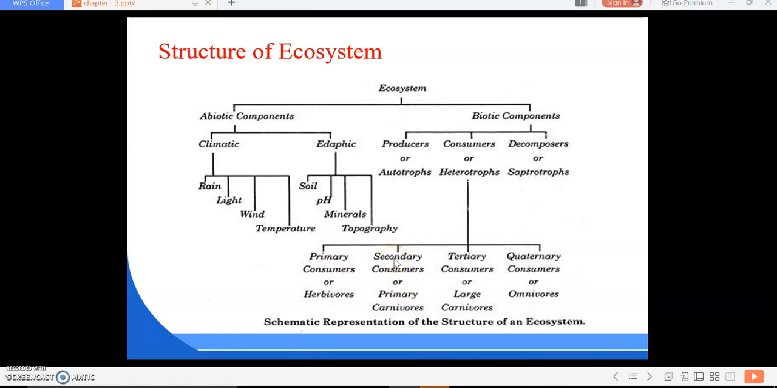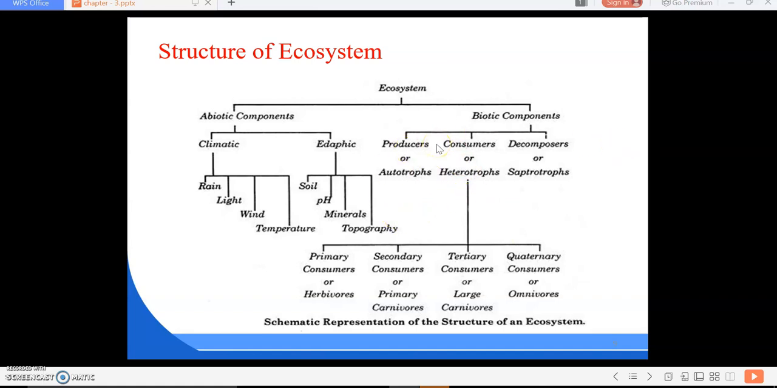Second one is our secondary consumers or primary carnivores, third is our tertiary consumers or large carnivores, and the last one, the fourth, is our quaternary consumers or omnivores. So these are very important. Consumers are divided into four, but the producer and decomposer are single.